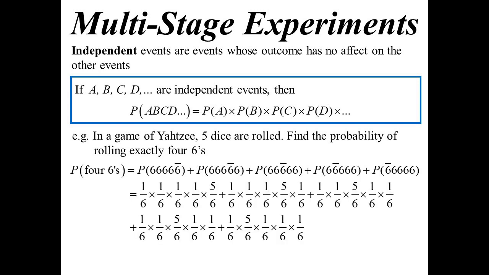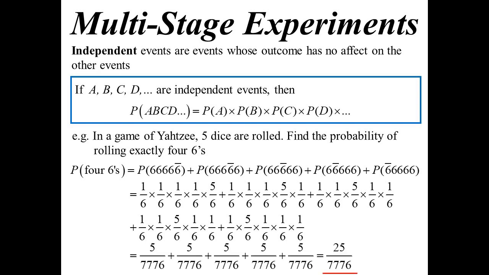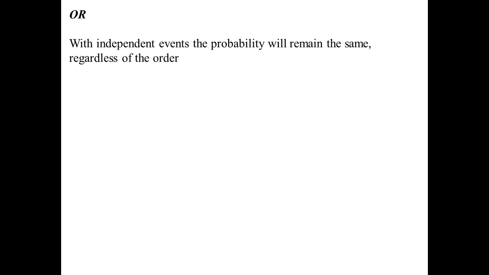Now working out all of those probabilities, for the first one it will be 1 in 6 times 1 in 6 times 1 in 6 times 1 in 6 times 5 in 6, then the next one, and so on and so on. It ends up being 25 out of 7,776.